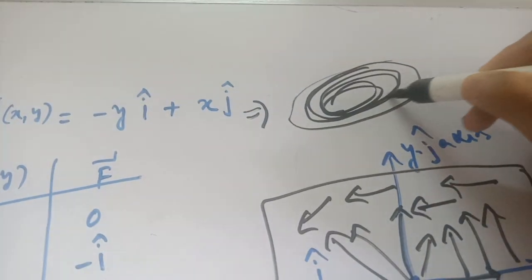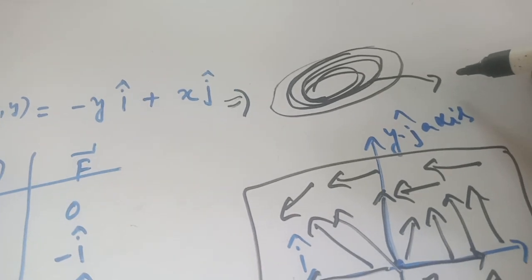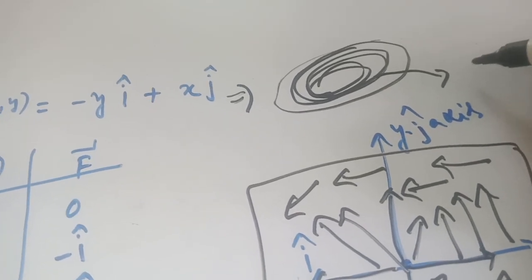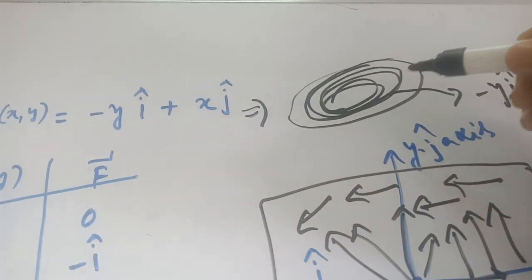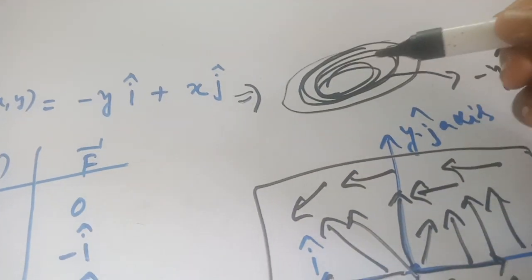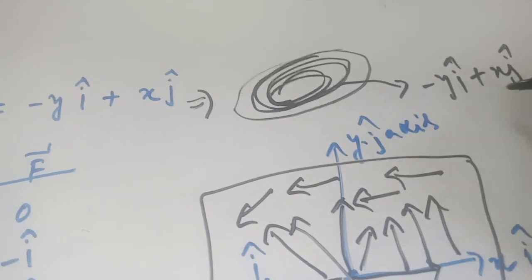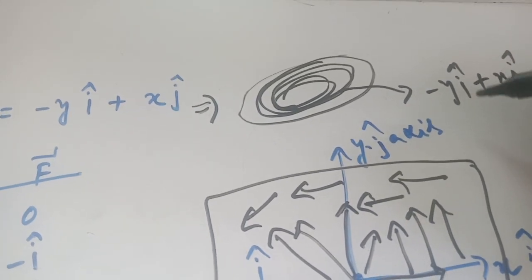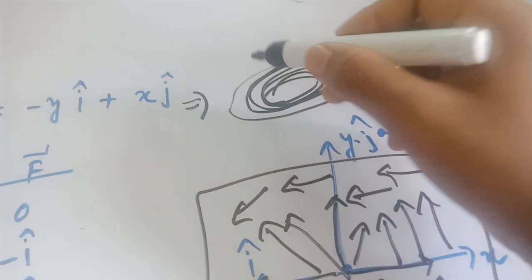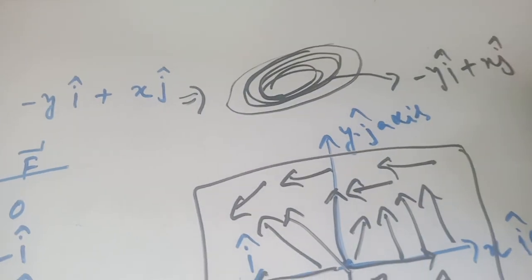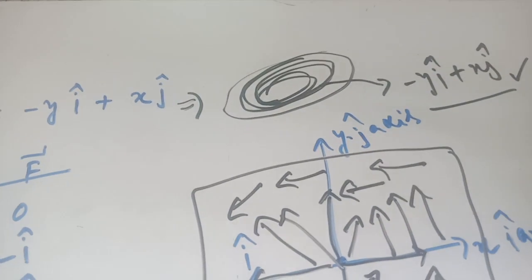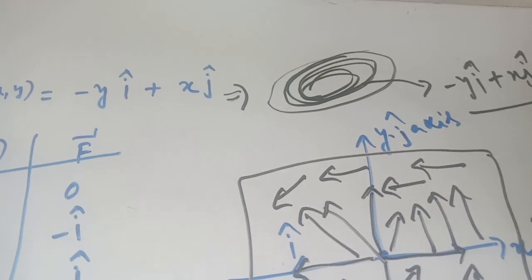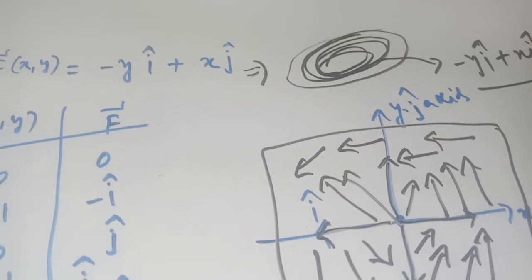You could mathematically define this water whirlpool as minus y i cap plus x j cap, because every particle in the water has direction as well as magnitude. So in a certain amount of area chosen, you could define the water particle movement by this field. That's how vector mathematics and vector calculus came into existence.